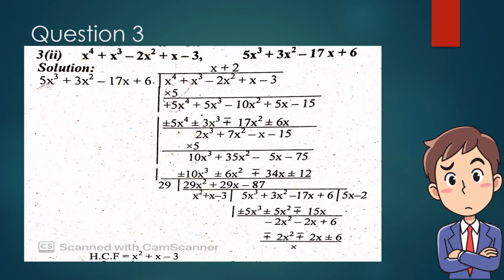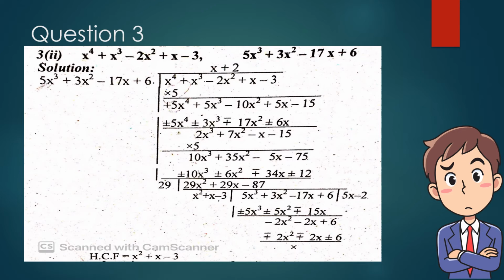Now we will check the polynomials. The polynomial with higher degree will be inside the division sign. So we are dividing x raised to power 4 plus x cube minus 2x square plus x minus 3 by 5x cube plus 3x square minus 17x plus 6. Now x raised to power 4 will be multiplied by 5. It will give you 5x raised to power 4 plus 5x cube minus 10x square plus 5x minus 15. Now we will divide 5x raised to power 4 by 5x cube. It will give you x.